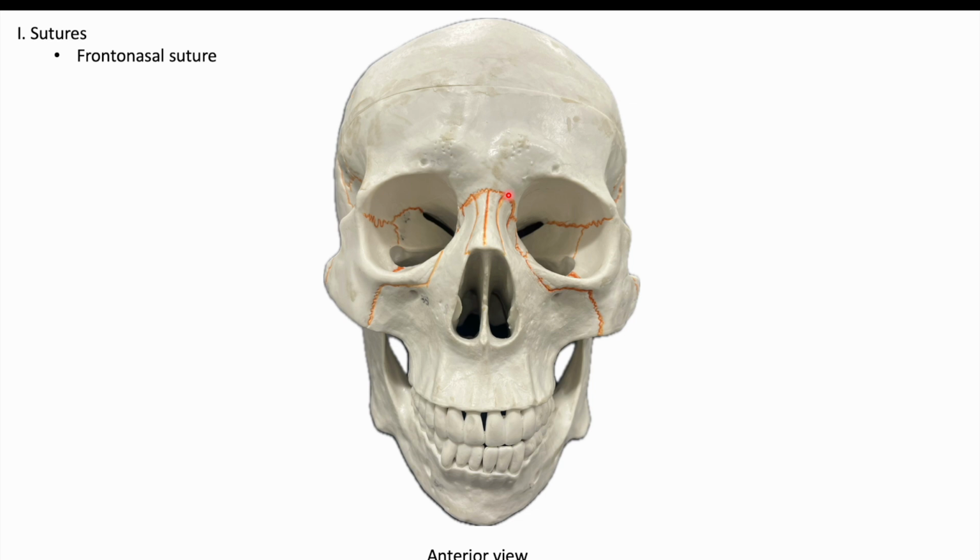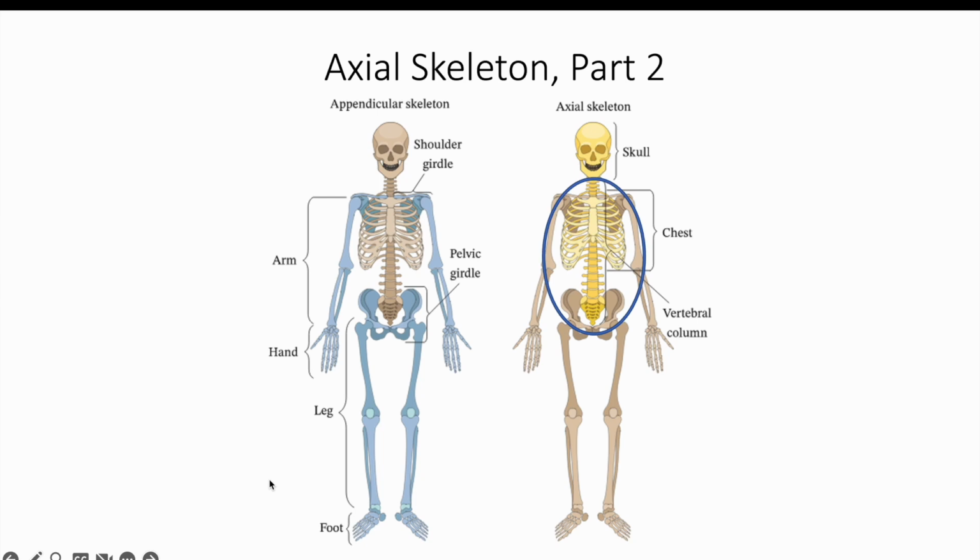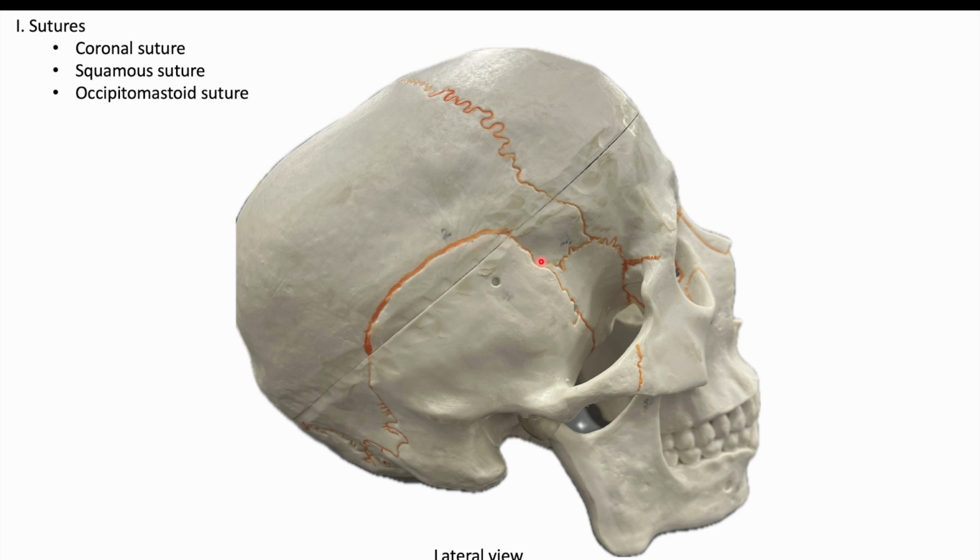And then now if we move to the lateral view of the head, we can see the coronal suture, and you're going to see the coronal suture running all the way to the other side of the head as well. On top of the temporal bone, we have the squamous suture right here. So this is the squamous suture. And then not so much visible here, but you can see more lines in the back. This would be the occipital mastoid suture.